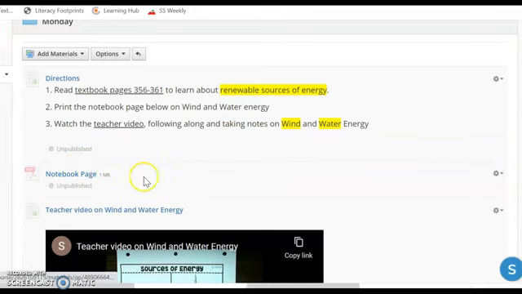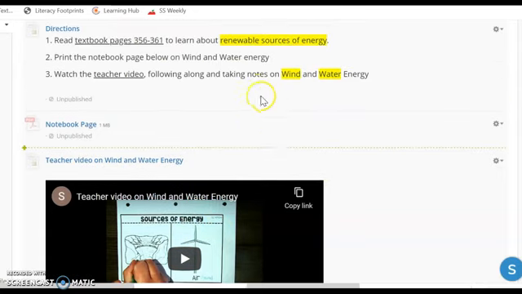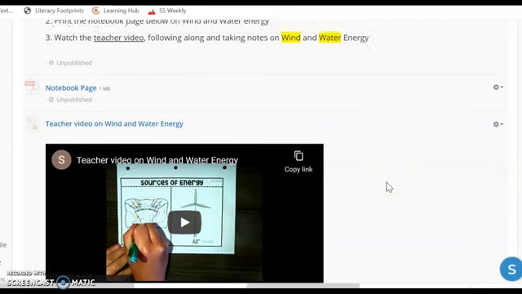There is a notebook page you're going to print here. If you need to recreate that on your own, you can see what it looks like right here. It's just two sections, but we're going to talk about wind and water energy. So after reading those pages in the textbook, 356 to 361, you're going to watch this video and follow along, taking notes on water and wind as an energy source.